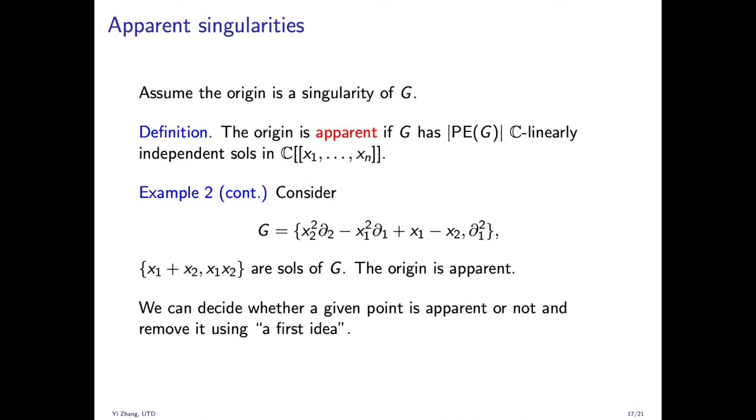Right. So let's assume that the origin is an apparent singularity of G. It is apparent if G has rank G, C linearly independent formal power series solutions. For instance, in example two, we can check that G has those two linearly independent solutions. And by the definition, it is apparent. For apparent singularities, we can adapt Fuchs' idea to the multivariate case so that we can check whether a given singularity is apparent or not. If it is, we can remove it by computing its left multiple.